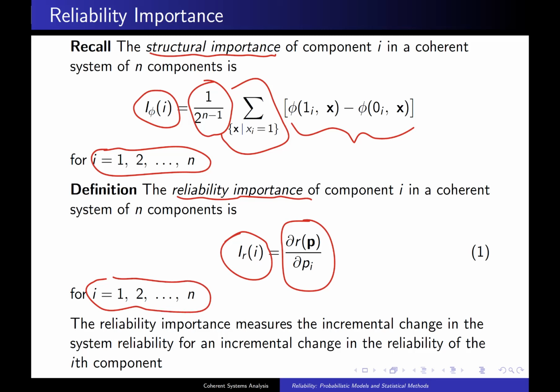The reliability importance measures the incremental change in the system reliability for an incremental change in the reliability of the ith component. And this is a huge piece of information for a design engineer, because they can look and say, if I can tweak upwards, of course, the reliability of component I by a little bit, then this tells you how much of an impact that will have on the system reliability. So the greatest impact will be the component with the highest reliability importance.